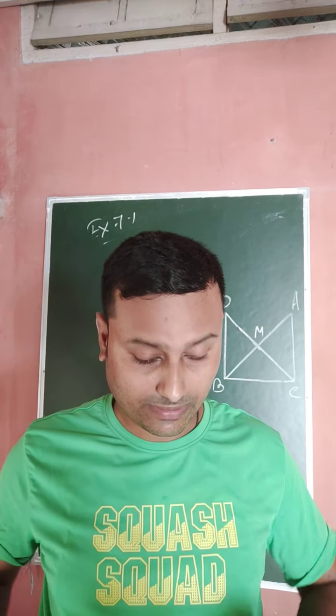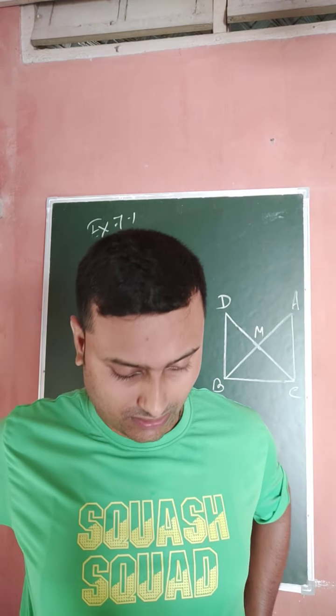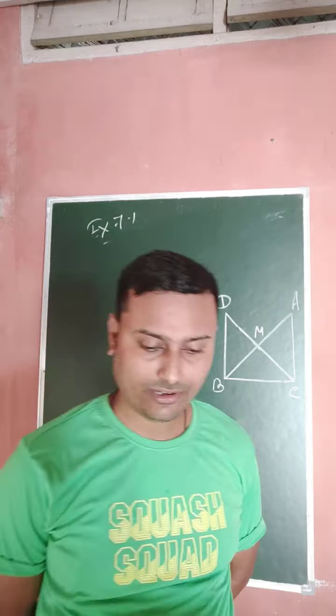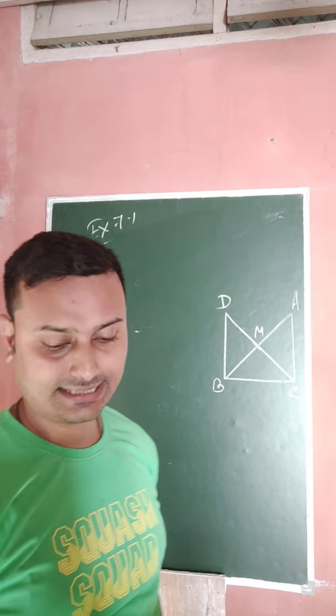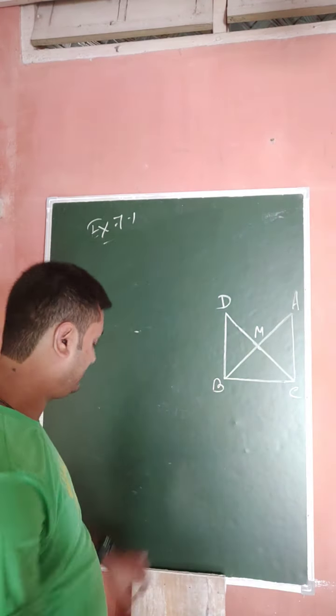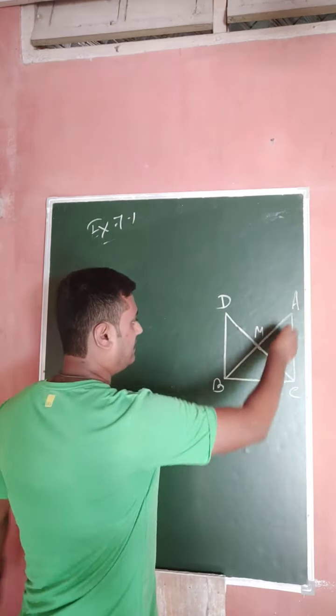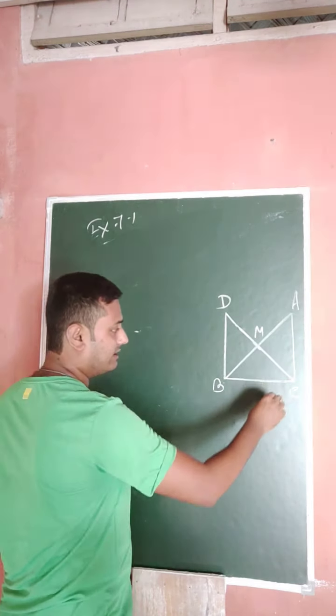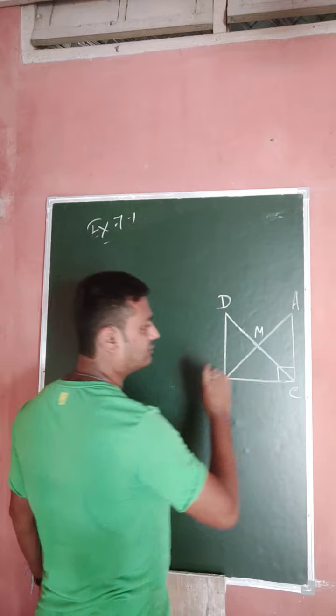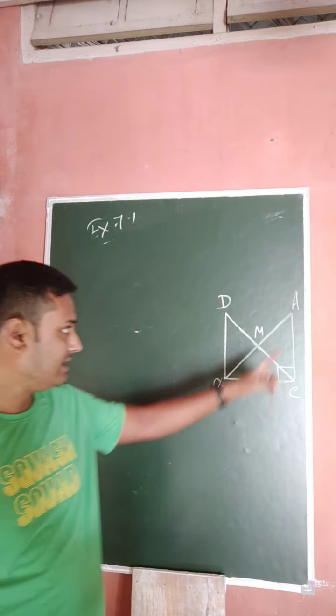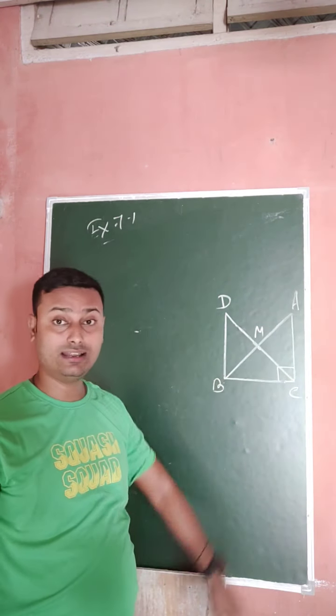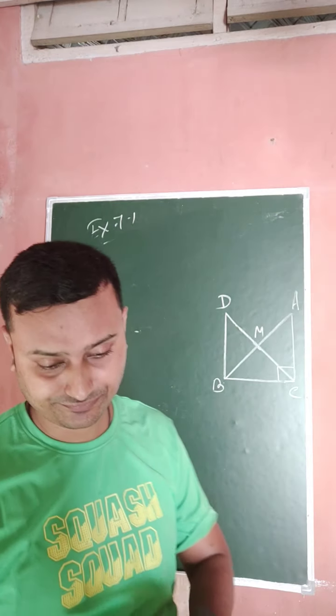Okay, so come to question number 8. Question number 8 is very important. It is given that in right triangle ABC, the right angle is at C. So the first thing given is that ABC is a right angle triangle where the right angle is angle C.